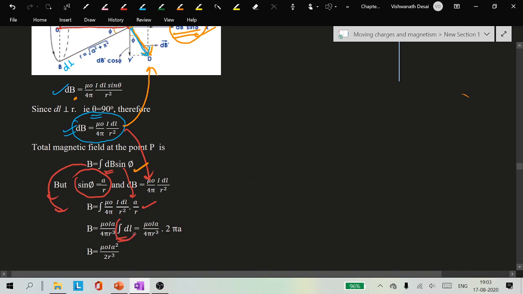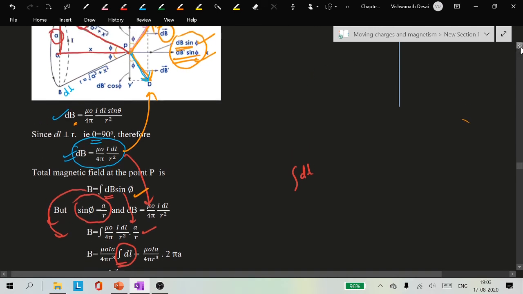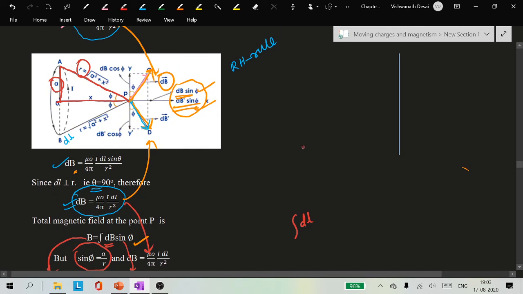And what is this integral of dl? Just have a look at the diagram. There is a loop. How is this loop formed? This loop is formed because many dls are integrated. One dl, one more dl, one more dl. All these dls together form a loop, and this loop can be formed by integrating all the dls. Integrating means adding all these dls. So adding all these dls, you will get the entire circumference of the circular loop. Therefore, if the radius of this circular loop is a, then it is 2 pi a. That's what I'm using here.